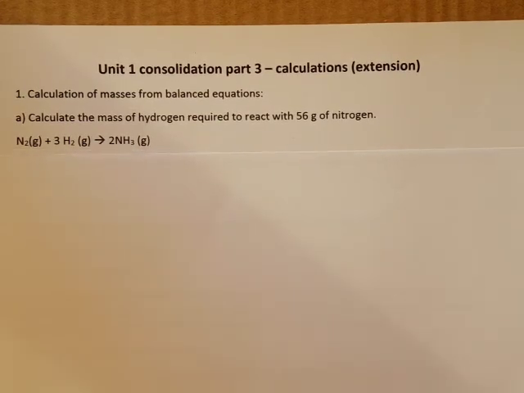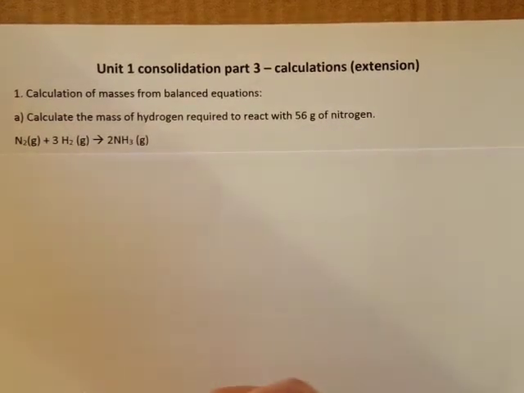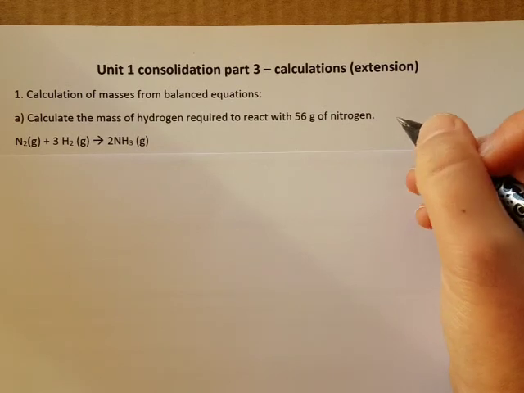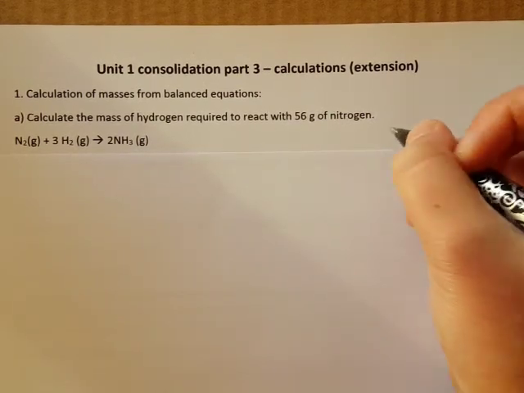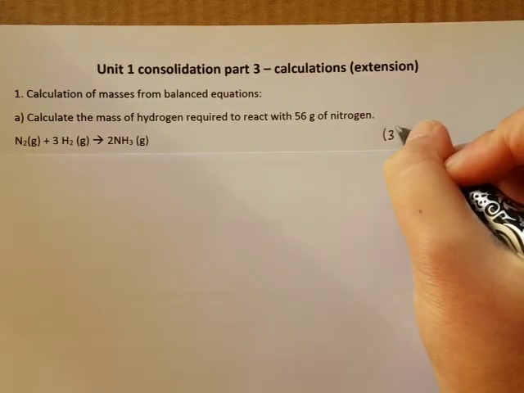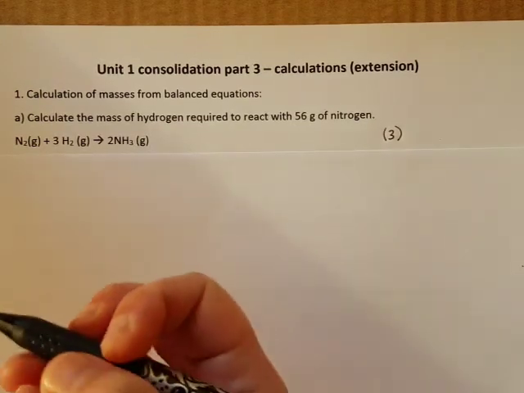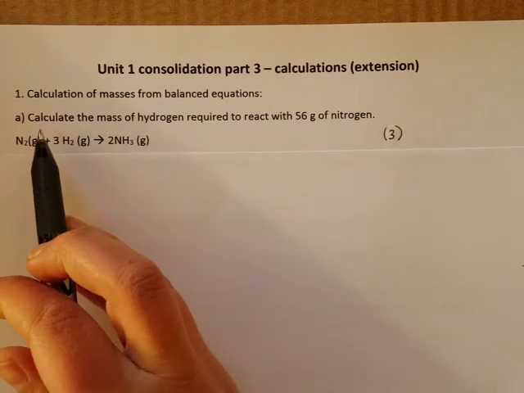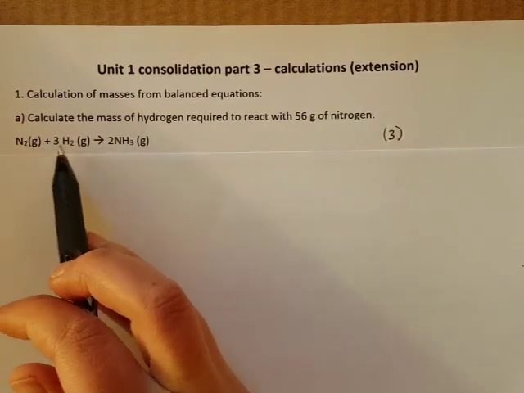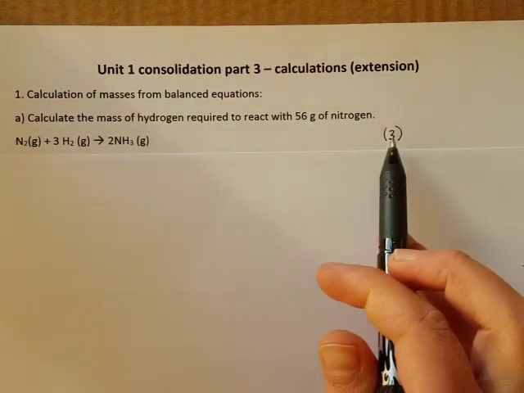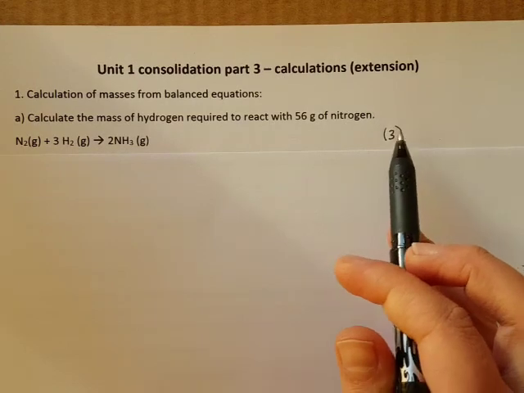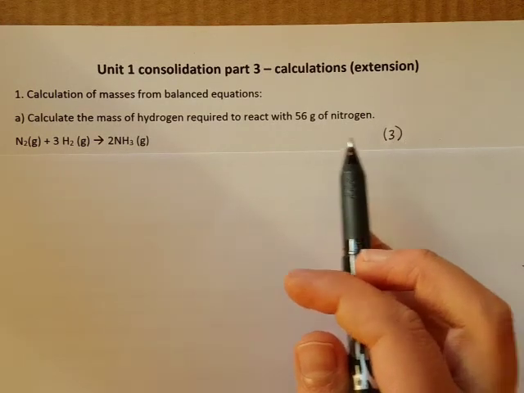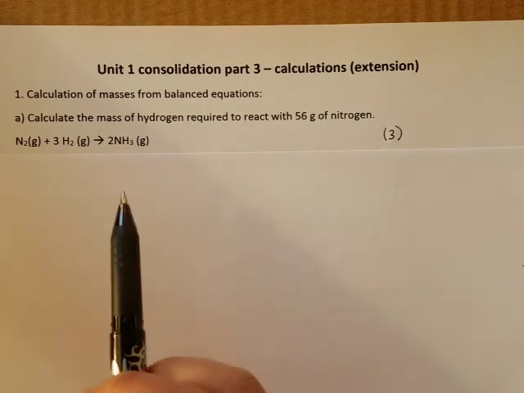1A says, calculate the mass of hydrogen required to react with 56 grams of nitrogen. So the first thing to recognise, and I haven't actually put any marks beside these, but in an exam, this would be a 3-mark question. You can recognise this type of question because it will talk about calculating something, it will give you a balanced equation, and it will be a 3-mark calculation. Not all 3-mark calculations are of this type, but quite often they are.